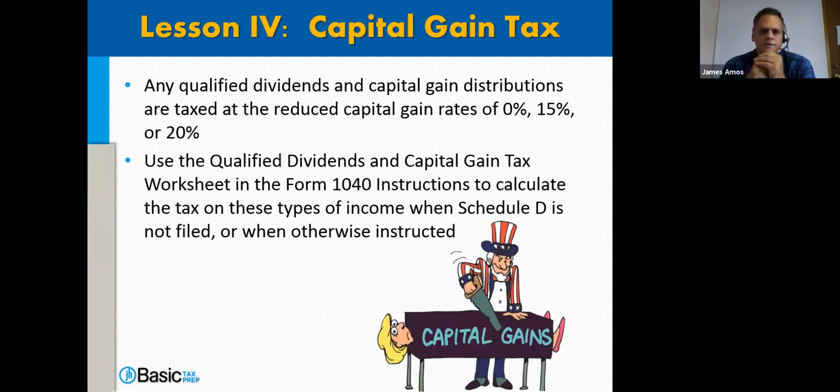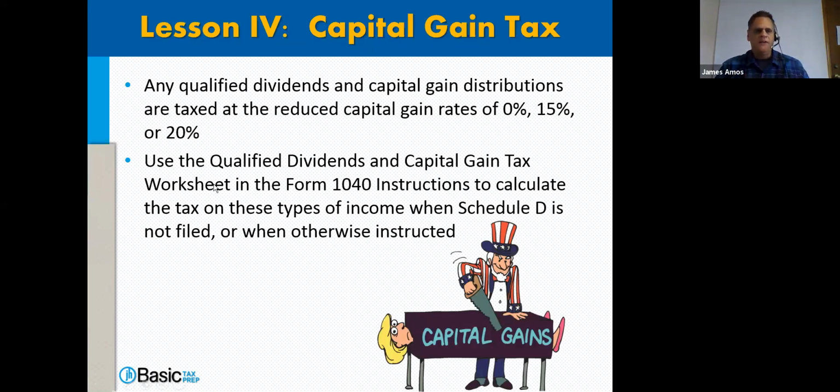We've touched on this several times and kind of got a little deeper than I meant to into it. Capital gains. Any qualified dividends or capital gain distributions are taxed at the reduced capital rates of 0%, 15%, or 20%. We already talked about this. I showed it to you when we first saw it, and I said, guess what? These are capital gain rates. These are a good thing.